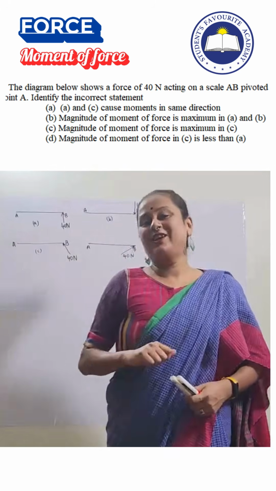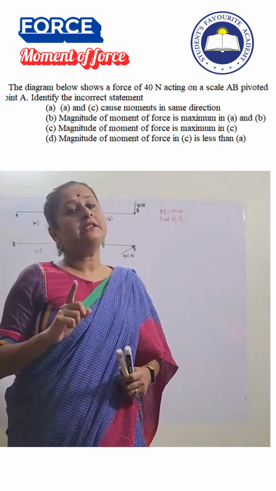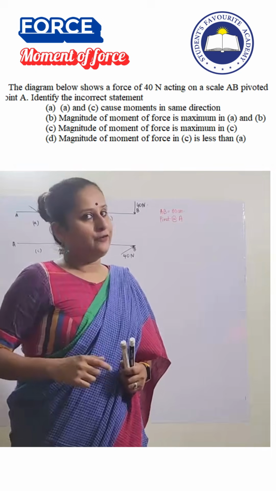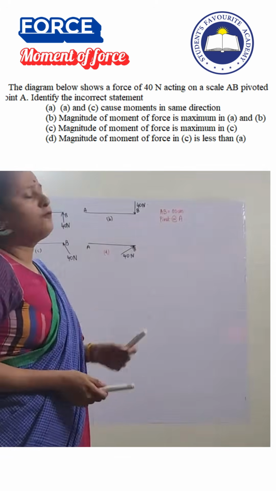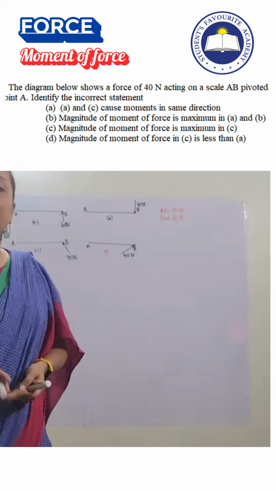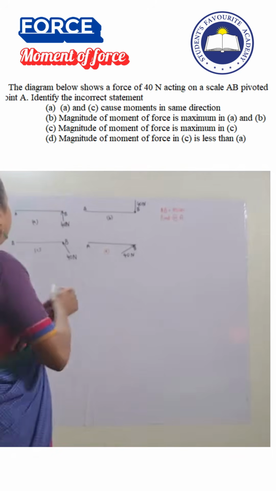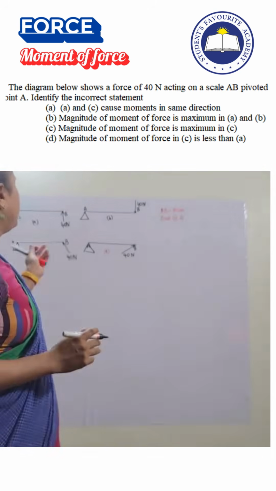Problem based on moment of force, where we have to consider the line of action and the shortest distance of the pivot from the line of action. All forces here are of 40 Newton, and it is given that AB in all cases is of 80 centimeter. This entire system is pivoted at A. So whatever distance has to be taken from A.